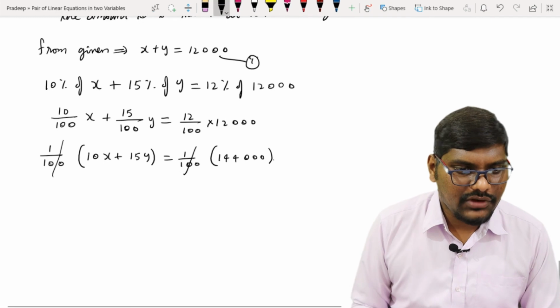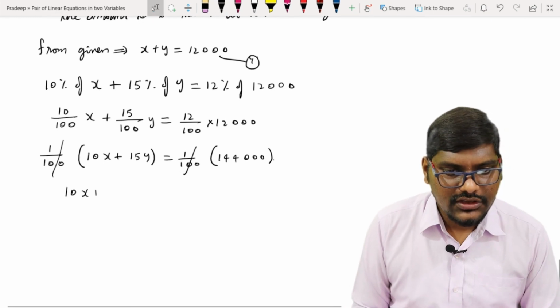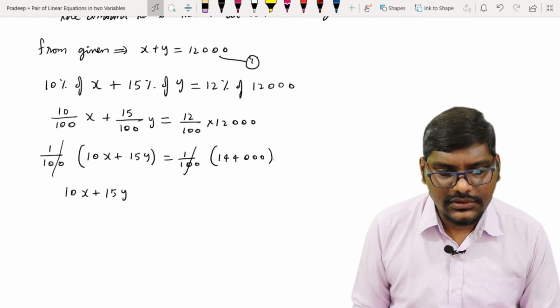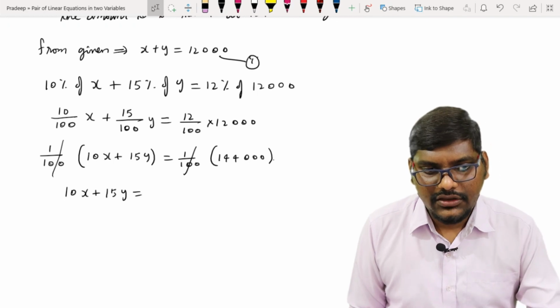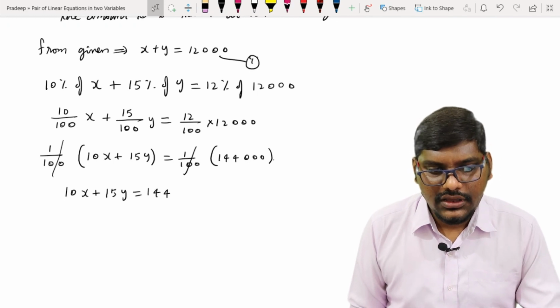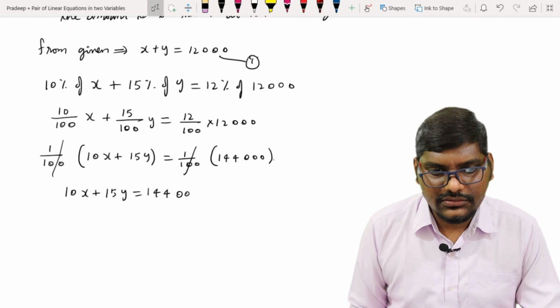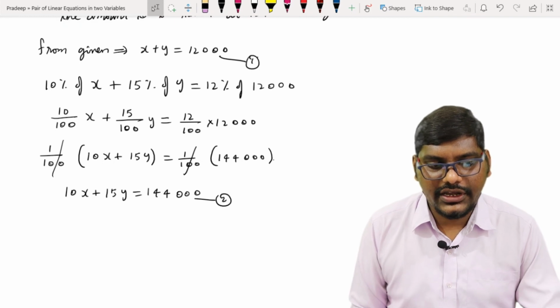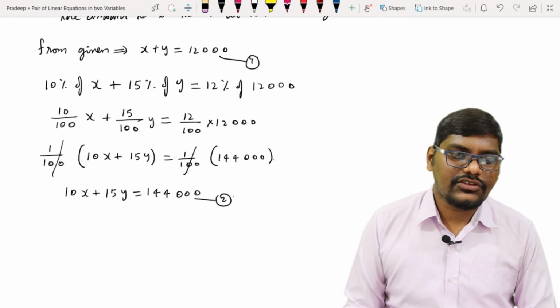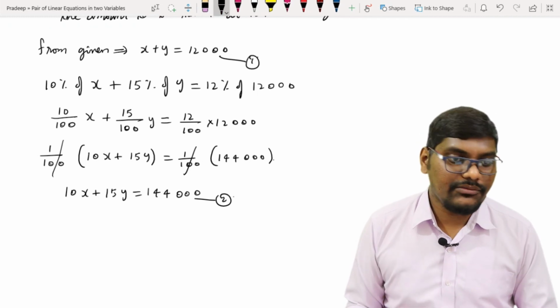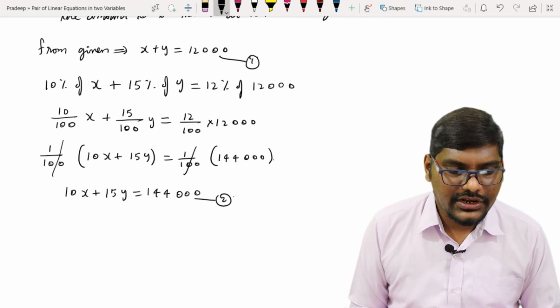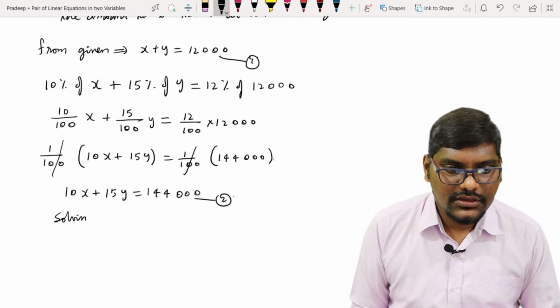The remaining, what we got here, is 10x plus 15y equal to 144,000. Let's say this is the second equation. The first equation and the second equation, both of them we will solve, and we'll get the answers. So I can write, solving 1 and 2.